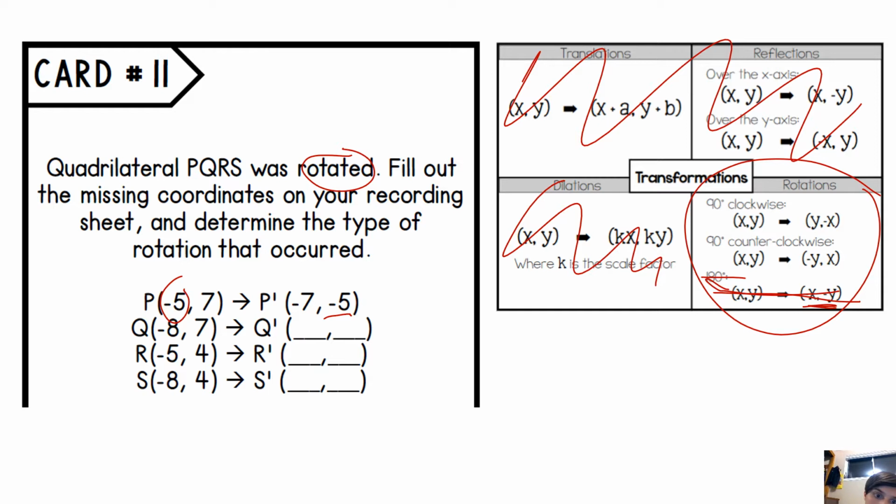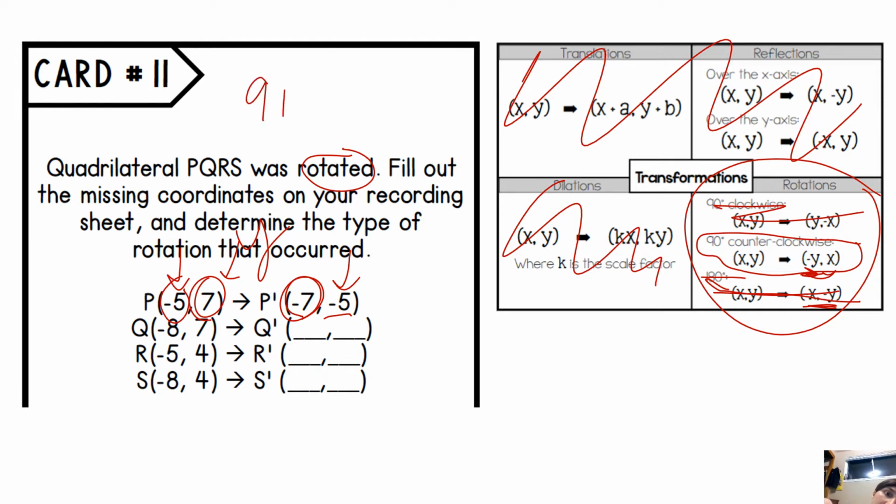And then look, the -5 stayed, so the X coordinate did not change signs. However, here's a +7, here's a -7. The Y changed signs. Okay. The Y changed signs, and they flip-flopped. So it's a 90 degrees counterclockwise rotation. That's half your answer. The other half is going to be filling it in.